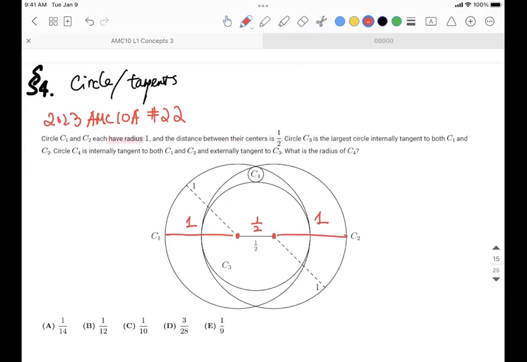Circle 3 is the largest circle internally tangent to both C1 and C2. So you see this guy is actually tangent to C1 and C2 internally. And circle 4 is tangent to C1, C2, and C3. You find another one on the top. So with all this information, the question asks you to determine what is the radius of C4.